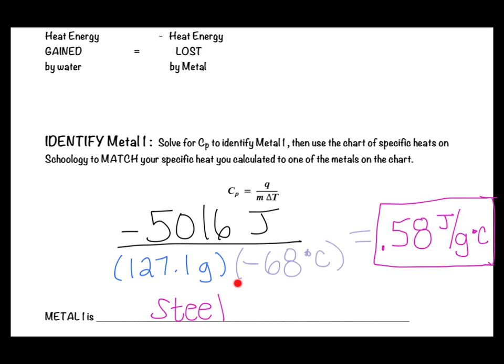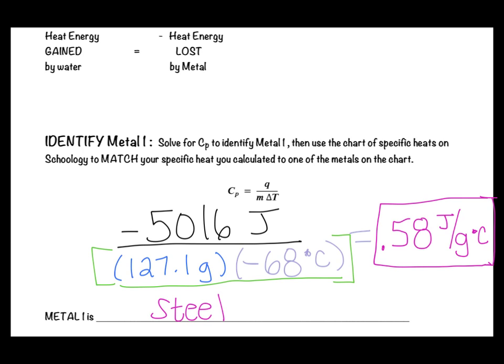Here is the temperature change of my metal. So go look in your data for the temperature change of your metal. This should be a very large negative number, okay? When you type this into your calculator, make sure that you have the bottom numbers here in parentheses. You might want to multiply these two numbers together first, so that you're doing your order of operations correctly. So I could do 5,016 divided by this entire quantity, 127.1 times negative 68. To make sure that I'm calculating it correctly, I could do this in steps.